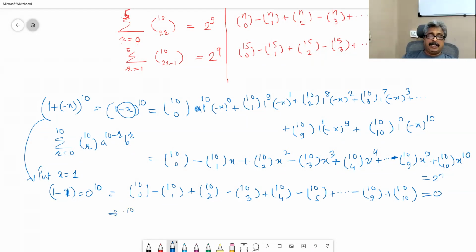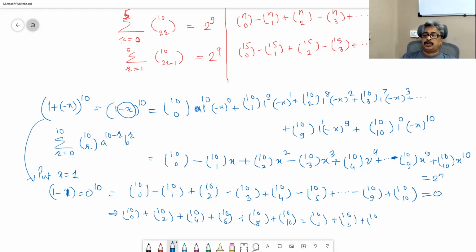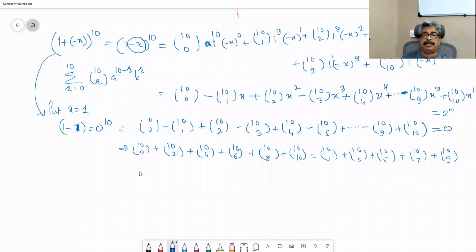And therefore, let me write down the next step. This implies 10 choose 0 plus 10 choose 2 plus 10 choose 4 plus 10 choose 6 plus 10 choose 8 plus 10 choose 10 is equal to 10 choose 1 plus 10 choose 3 plus 10 choose 5 plus 10 choose 7 plus 10 choose 9. We have proved this. Both of them are equal. All even ones add up to equal to odd ones. And therefore, when we have the entire summation, let me complete the proof.